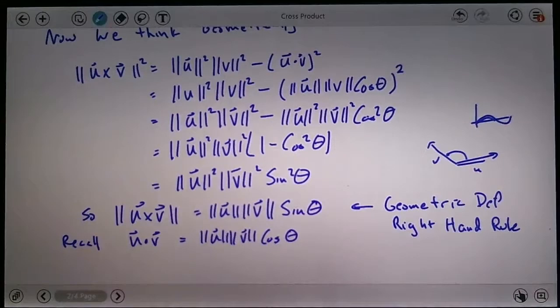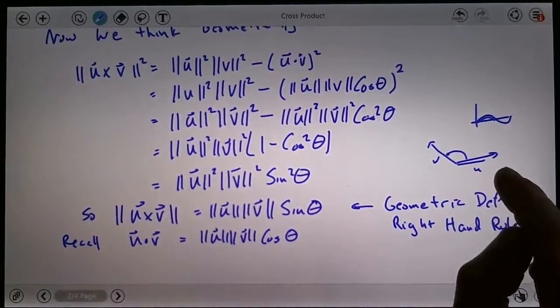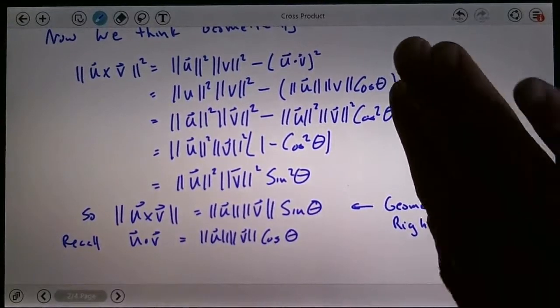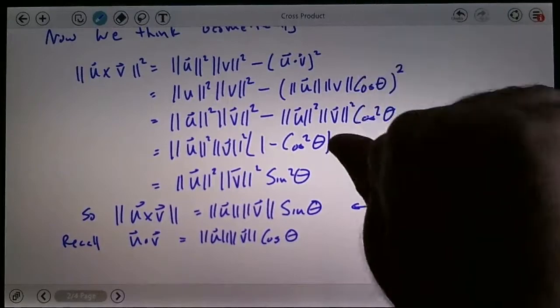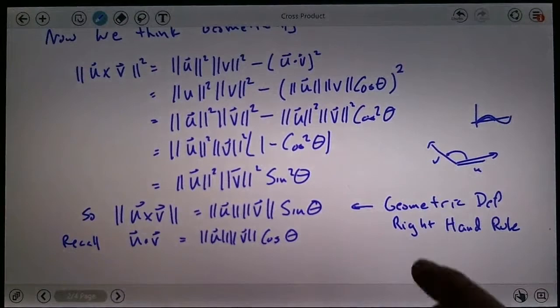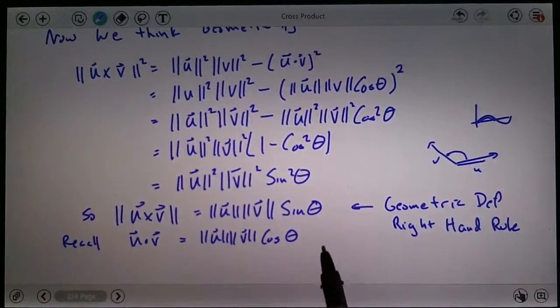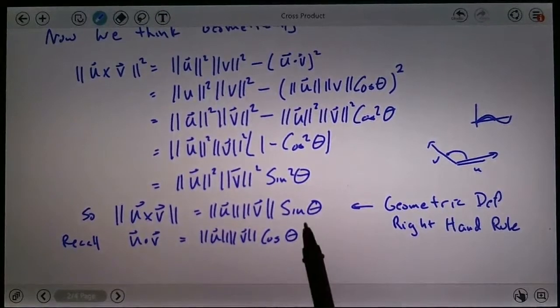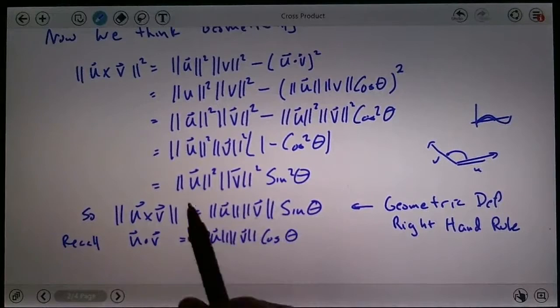If I did it the other way around, v crossed with u, I'd be starting and I got to be able to turn my fingers this way to be able to curl it like that, and then my thumb is pointing down into the screen there, into the page. So the direction matters, and we determine that by the right-hand rule. So anyway, I've seen this given as a definition, and then you prove it's equal to the algebraic definition that we gave.